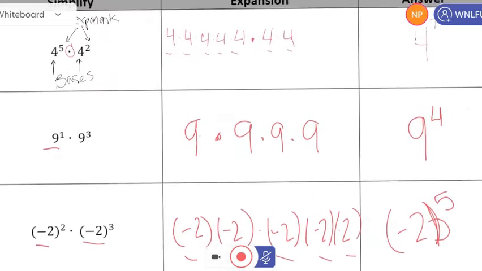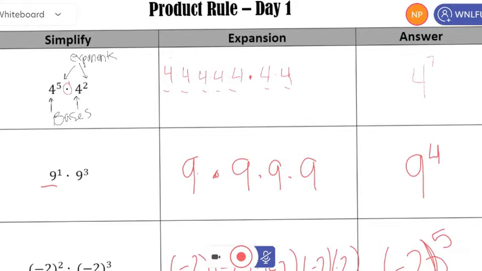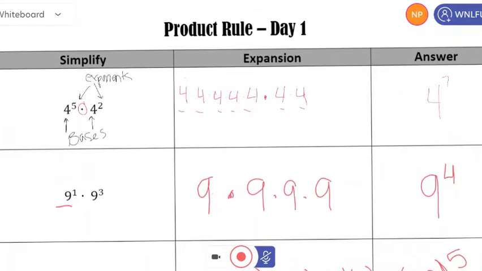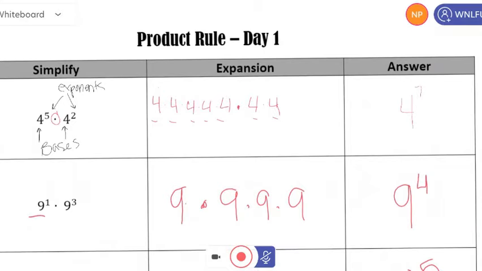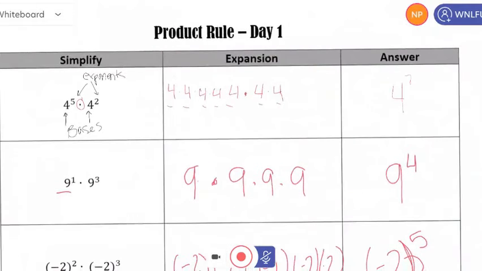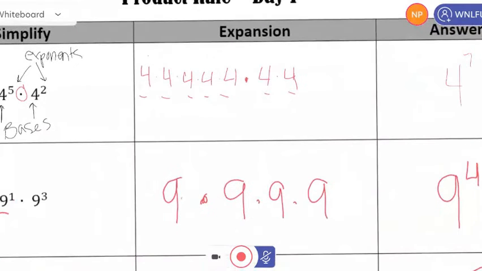So you may have noticed a pattern here on what we're actually doing. We don't want to expand every single time because that's going to take a while to do every problem like that. So let's look at this closely. I should notice that my base is 4, and if I look at my answer, my base is still 4. My exponent is 7. So really what we're doing is we're adding 5 and 2 together to get 7.